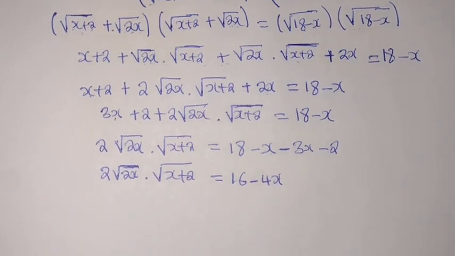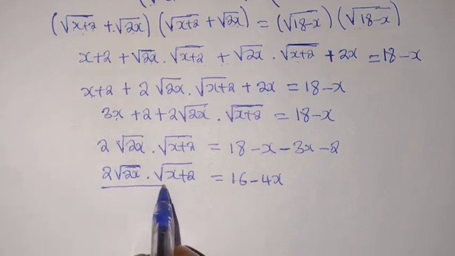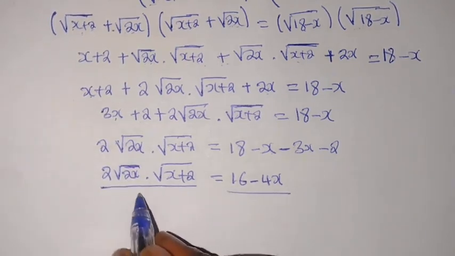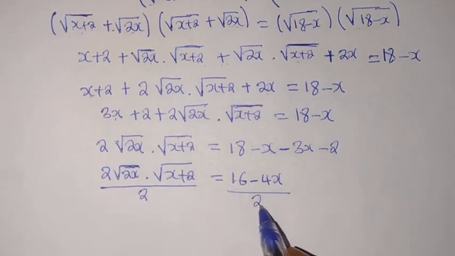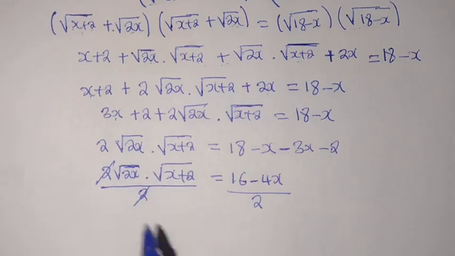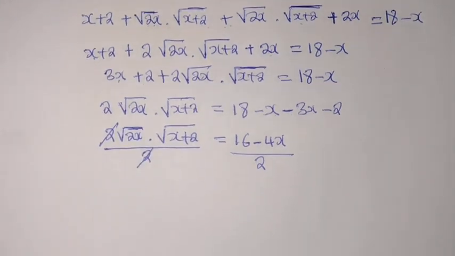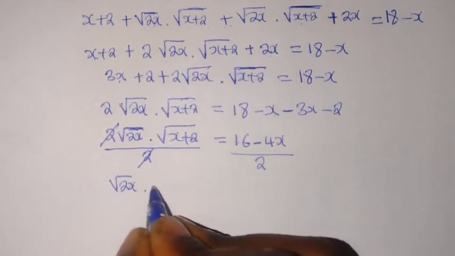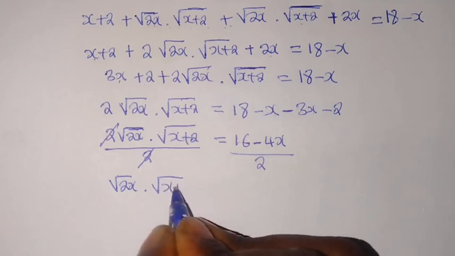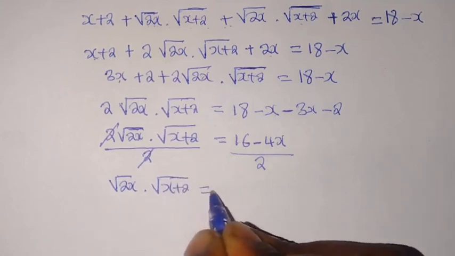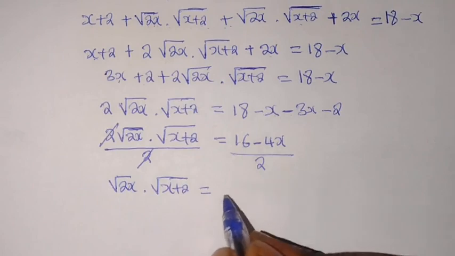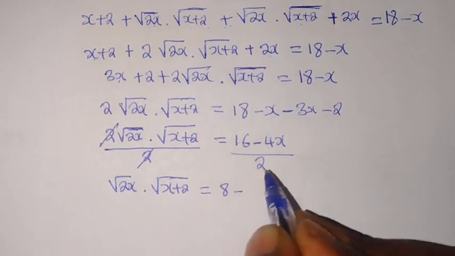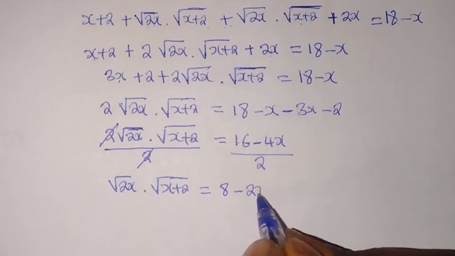Now, at this stage, what we can do is divide here with 2, this 2. We also divide here with 2. This and this will cancel. Then we are going to have root of 2x multiplied by root of x plus 2 is equal to, so 2 into 16, it's 8, minus 2 into 4, it's 2x.